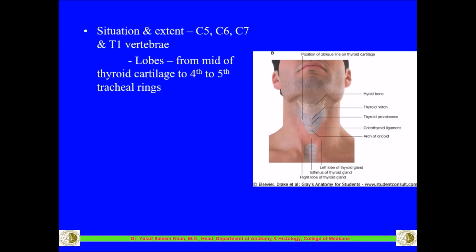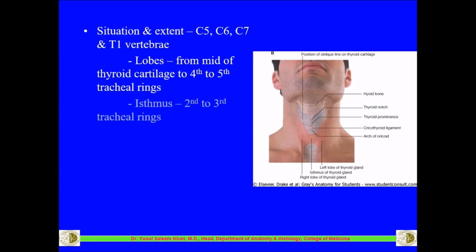If you see the lobes of this, both the right and the left lobe will be covering partly the thyroid cartilage, which is above here. This is the thyroid cartilage. So it will be going up to the middle of the thyroid cartilage. It extends from the middle of the thyroid cartilage up to the 4th to 5th tracheal rings down.